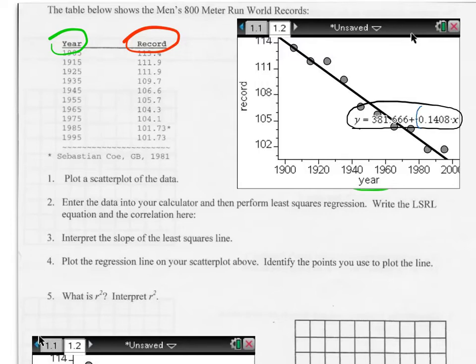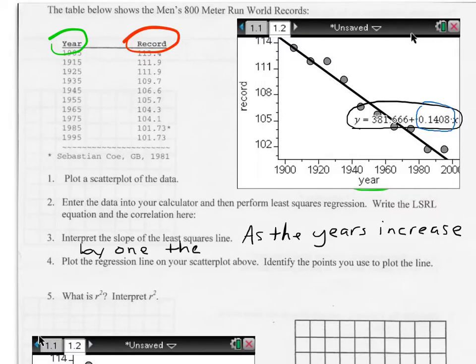Here's our slope, negative 0.1408. And how do we interpret that? Well, we would say as the years increase by 1, the records decrease by 0.1408 seconds.